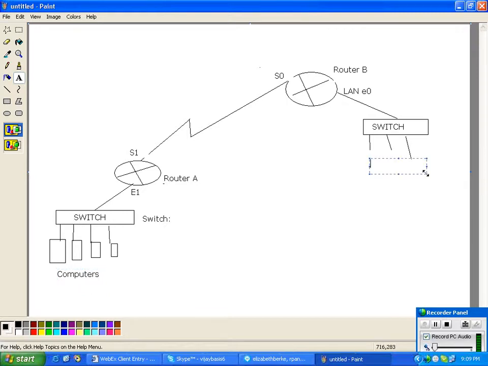Computers. These computers are connected to the switch, and each computer will have an IP address.